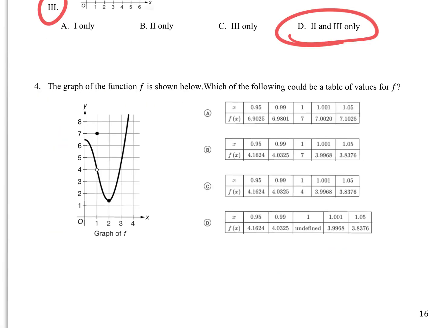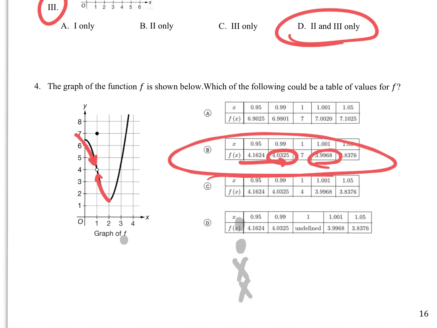Let's do another. Graph of this function is shown below, which of the following could be table values for f? What does it have to have? What's the point have to be? 1, 7. What are we thinking as we go from the left of 1? Should we be smaller or bigger than from the right? As I come in from the left, are these y values smaller or bigger than the right? They're bigger. So as I come in from the left, doesn't this 4 need to be bigger than the 3.9?